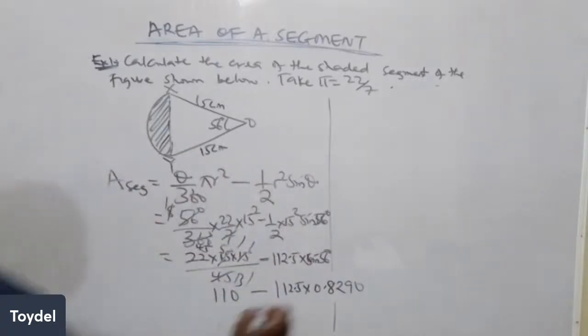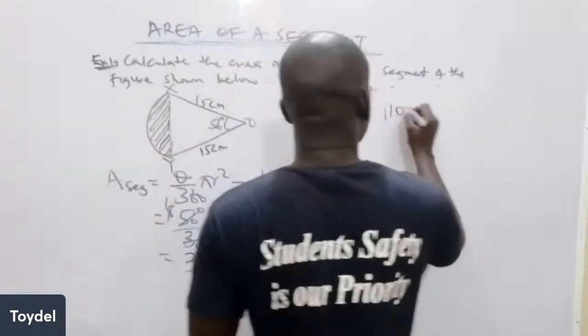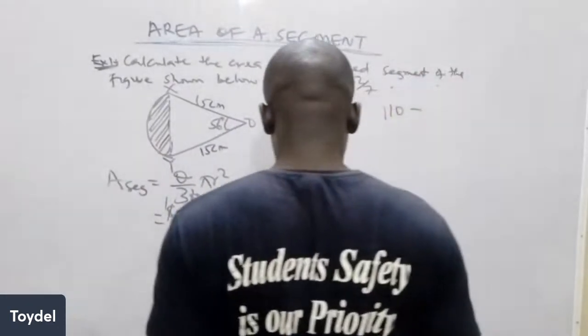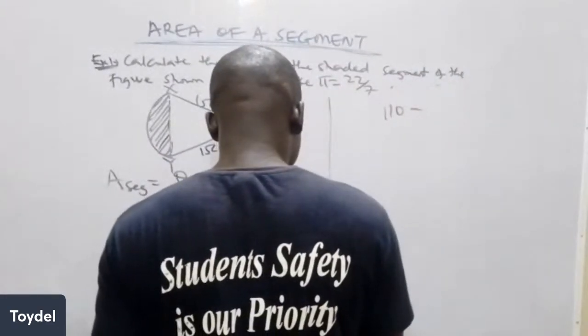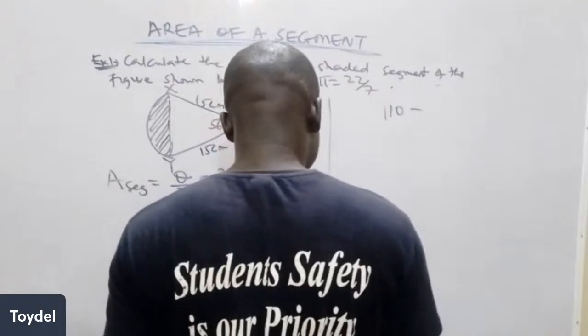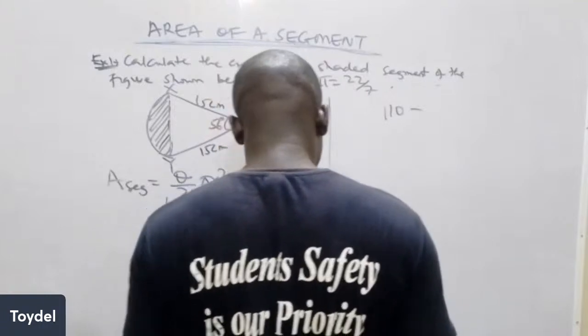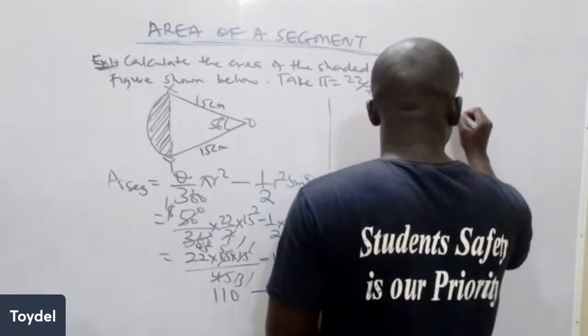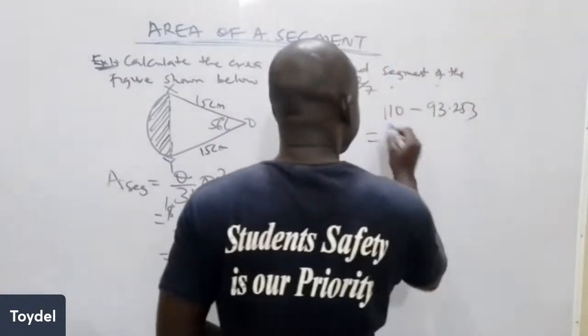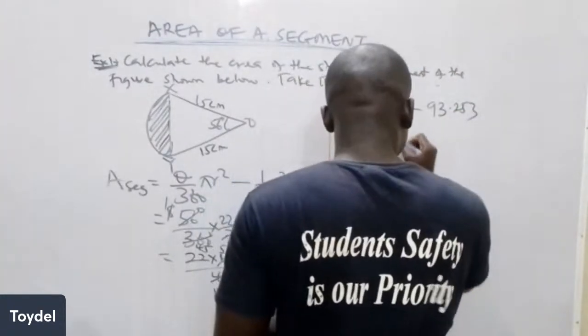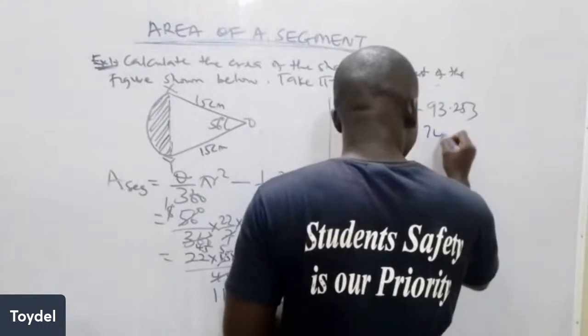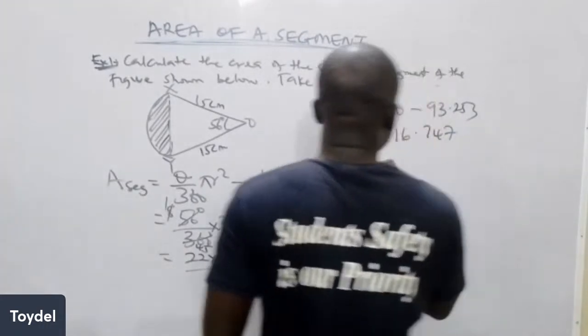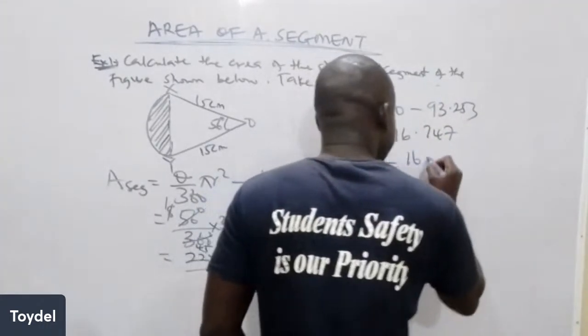So from there now, we are going to have 110 minus 112.5 times 0.8290, which will give us 93.253. Then if you remove that from 110, we are going to have 16.747, which is approximately 16.8.